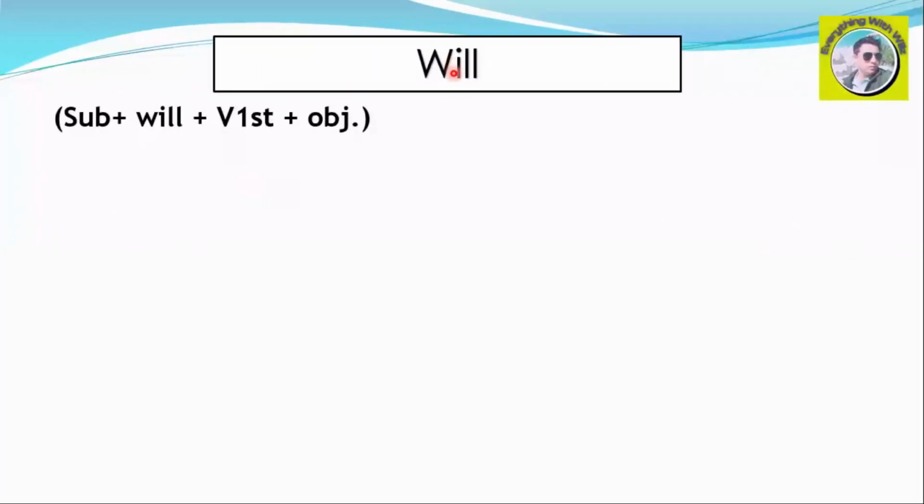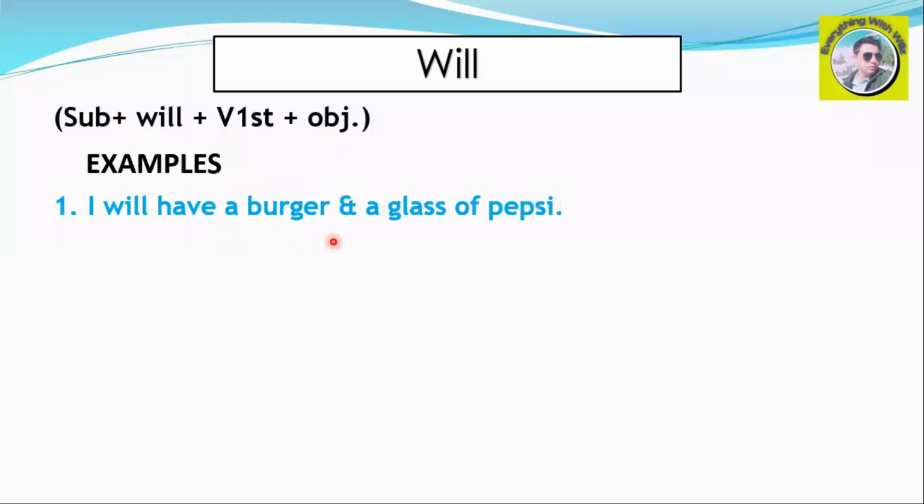Let's take the example of will first. Okay, the structure of will is subject, modal verb will, first form of the verb, and object. For unplanned action, for example, I will have a burger and a glass of Pepsi. This means that I have decided to have a burger and a glass of Pepsi on the spot. I haven't decided this previously, or I haven't planned it before.